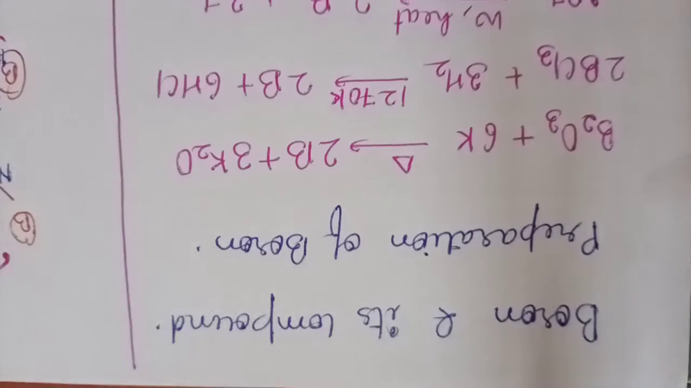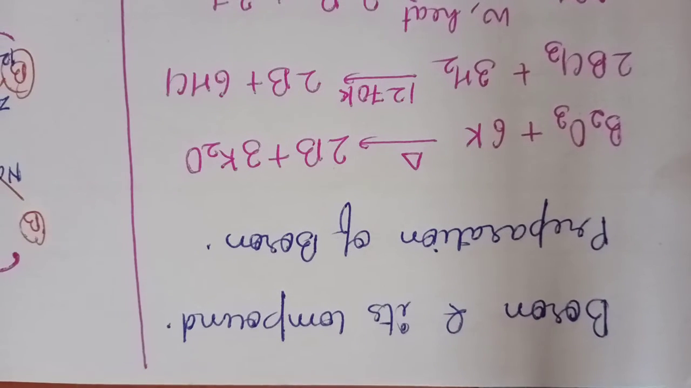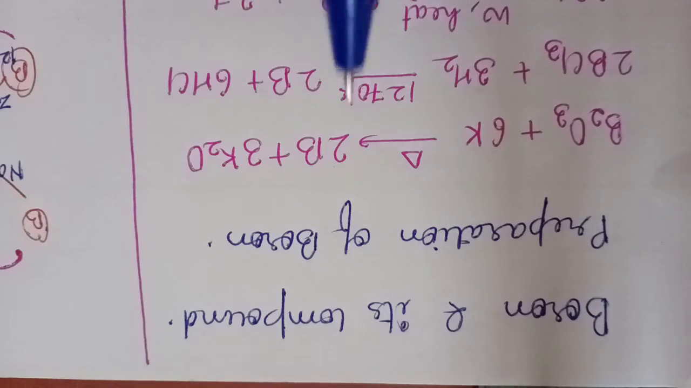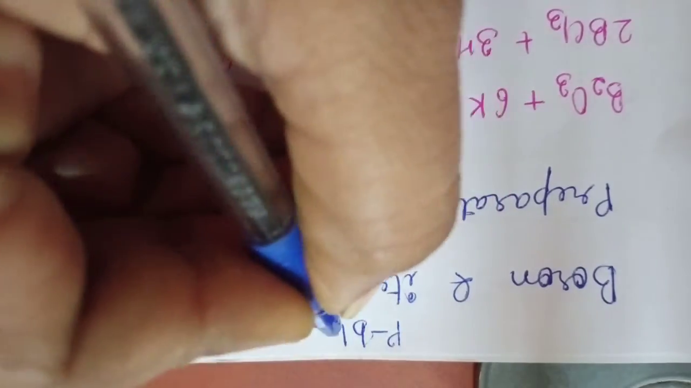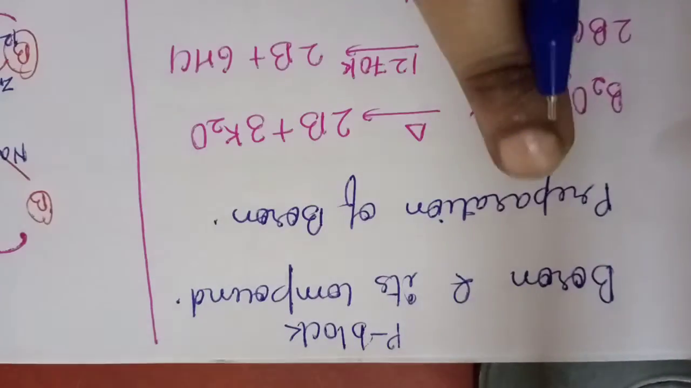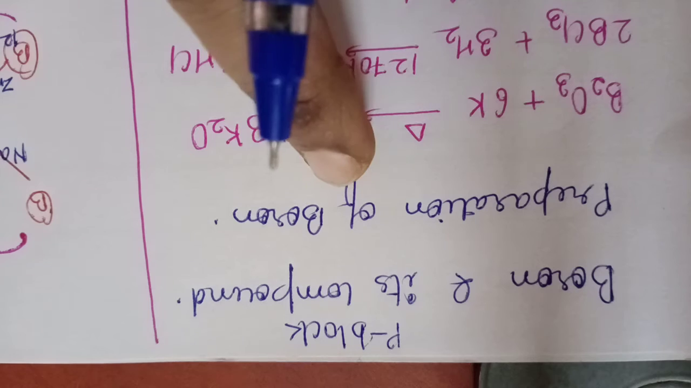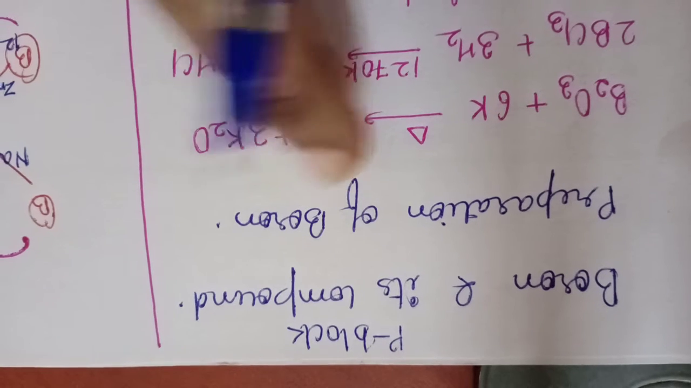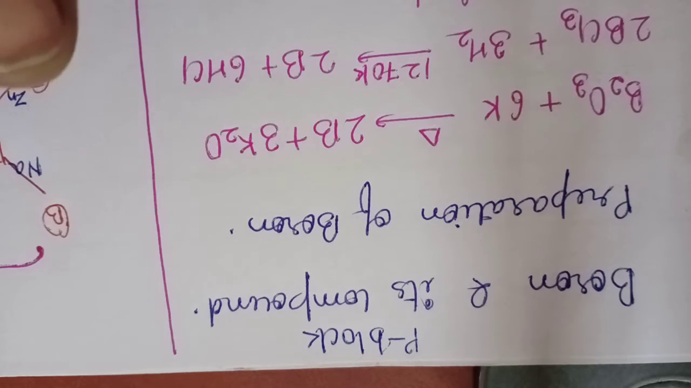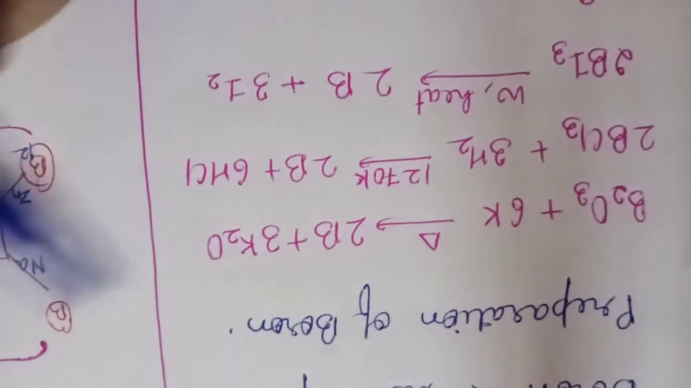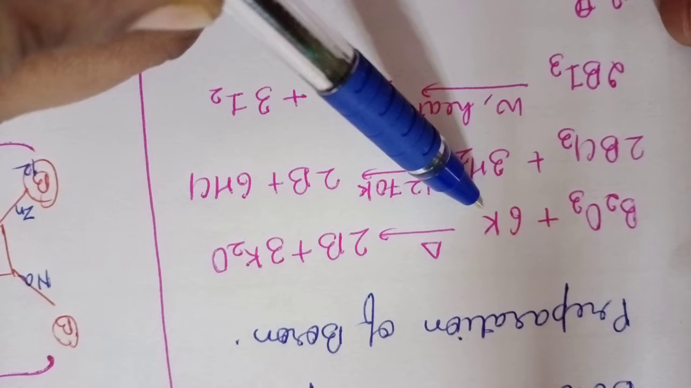Good morning, dear children. Today we are going to start with the next topic, that is boron and its compounds of P block. In P block elements, we will study boron and its compounds. The first thing we will study is the preparation of boron. Now, how can we prepare boron? Boron can be prepared using active metals.